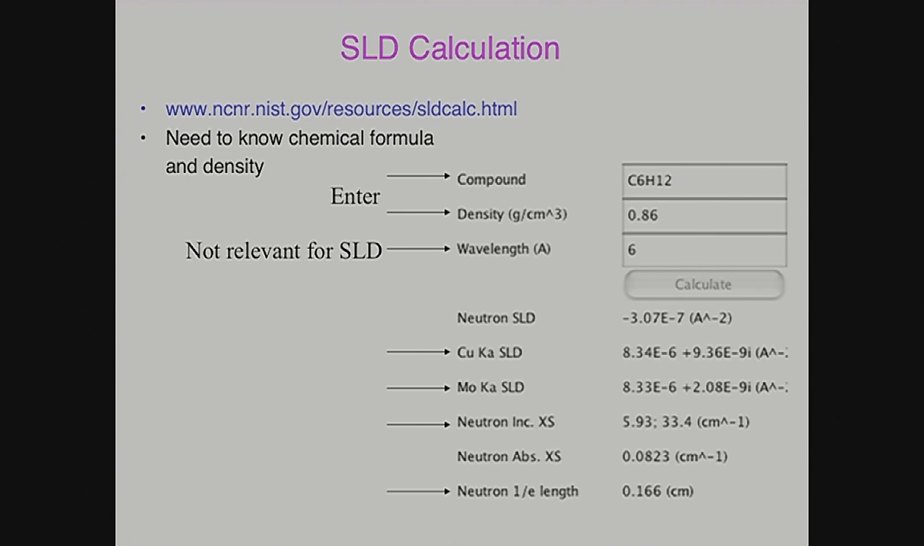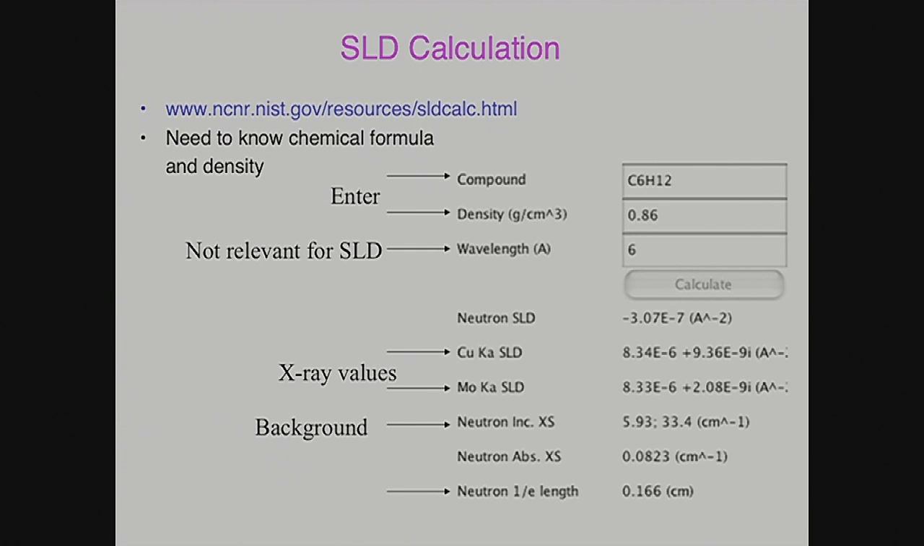This is a calculator that allows you to do both X-ray and neutron, so it probably does matter in that case. Once you enter the density and the formula, it will spit out for you the neutron scattering length density. I told you it was generally, this is a very small one, and it's very small because it's got 12 hydrogens which are negative, sort of counterbalancing the six carbons. But in general, the number you get will be something like 10 to the minus 6. So you have X-ray values. It also tells you what the background is in your SANS experiment.